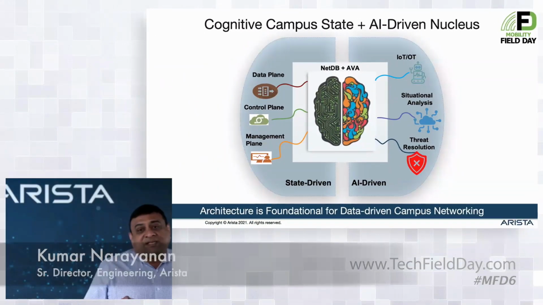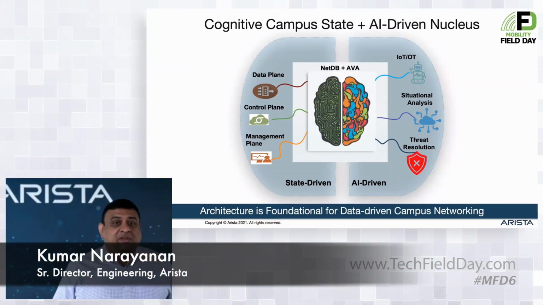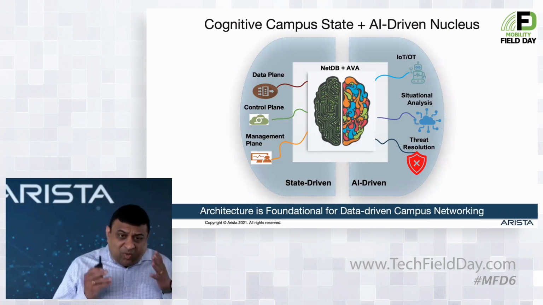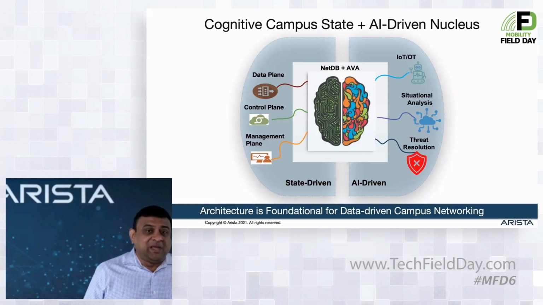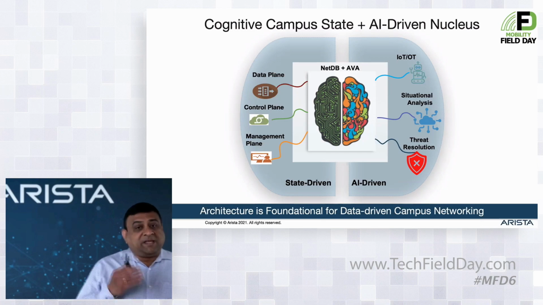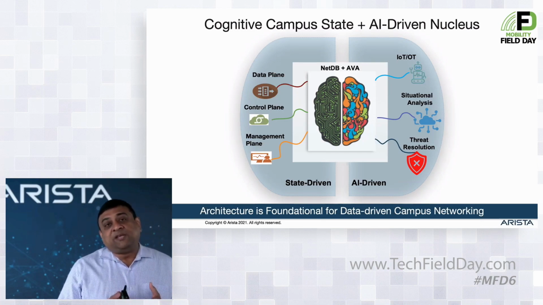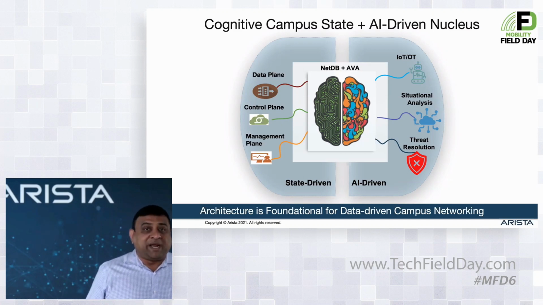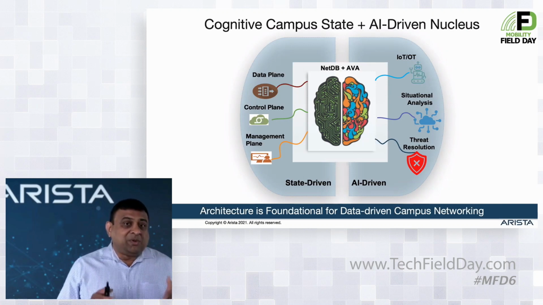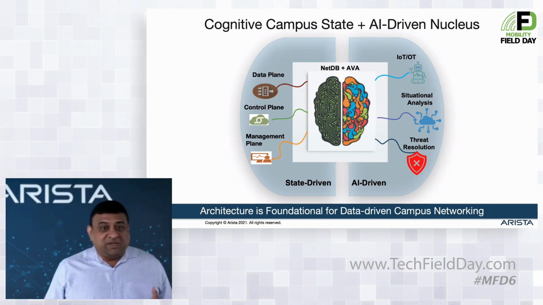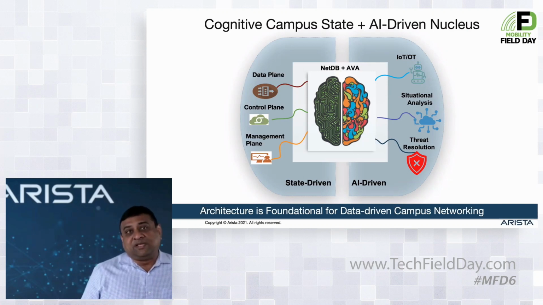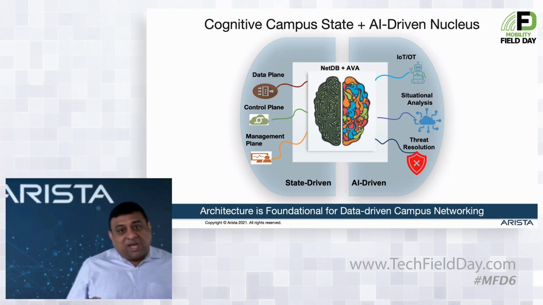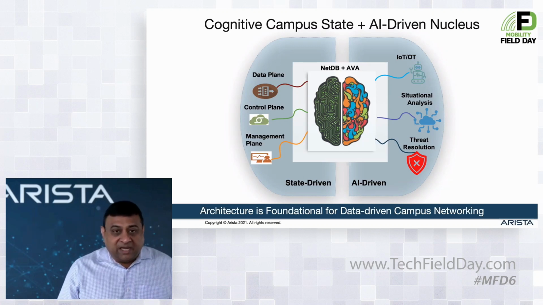So this slide essentially captures where we are going, right? The thought process here is, on one side, the left side of the brain, so to speak, we have state streaming. The state, data, control plane, and management plane states are streamed. And when we're talking about streaming here, we're talking about per packet streaming. We're not talking about sample flows. So those come into this NetDB. And once it comes into NetDB, we have a consumable way, a software way, to actually consume this data.